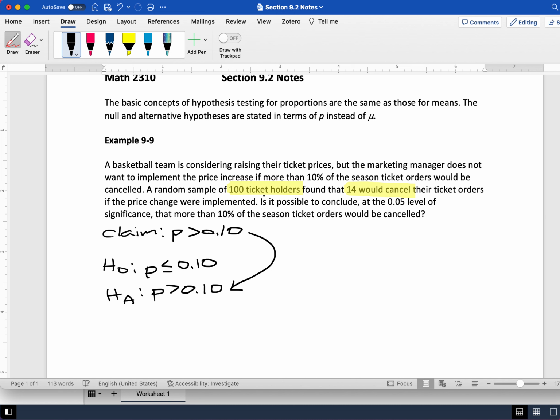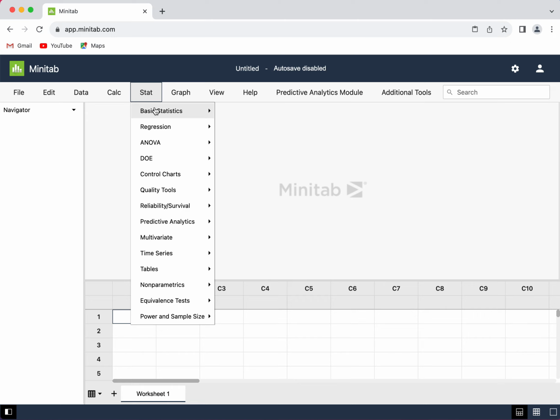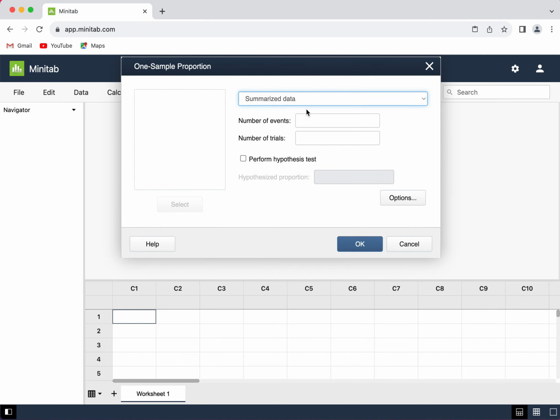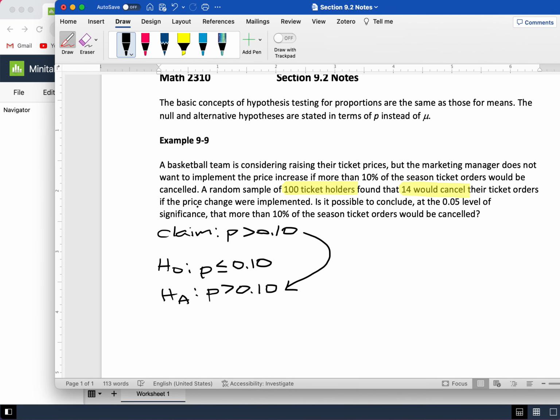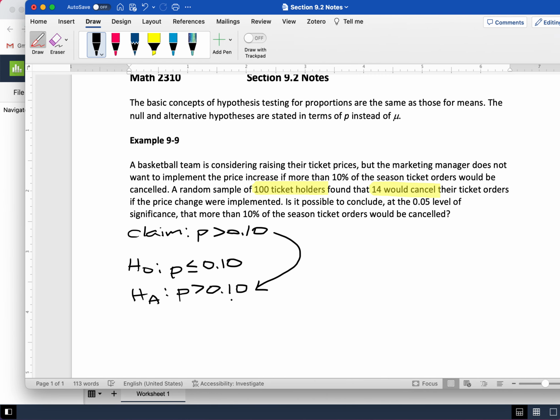So this is a proportion problem, so we're going to use one proportion in Minitab. We're going to go to Stat, Basic Statistics, One Proportion, and we have summarized data. So our number of events is going to be the 14, out of 100, which is the number of trials. And we are going to check the Perform Hypothesis Test box. Our hypothesized proportion from our hypothesis is 0.10.